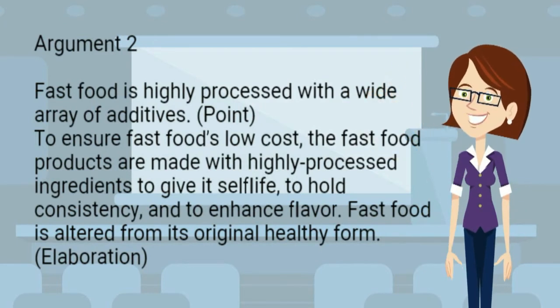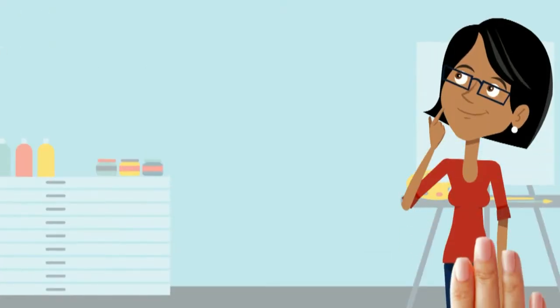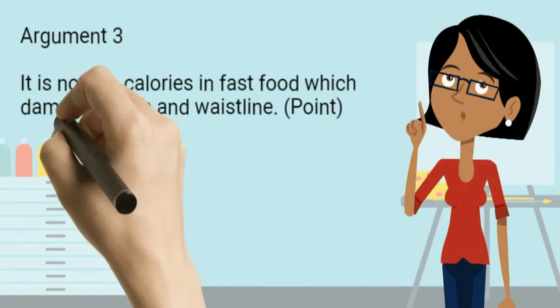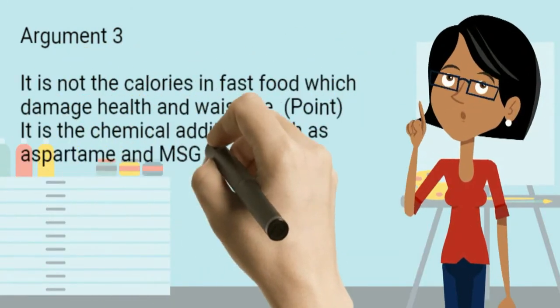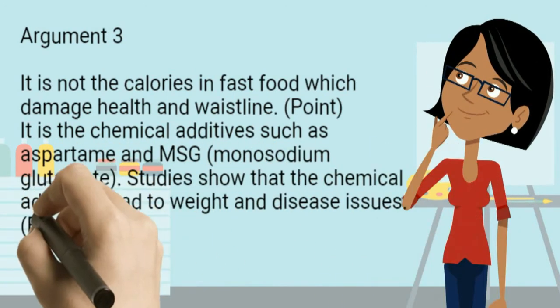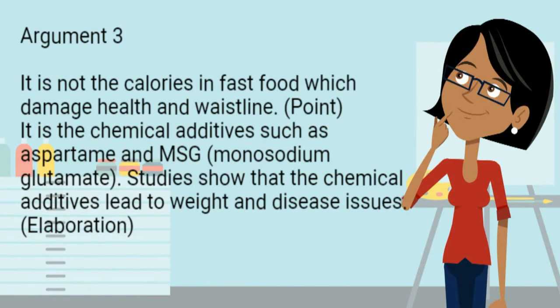Argument 2. Point. Elaboration. It is not the calories in fast food which damage health and waistline. It is the chemical additives such as aspartame and MSG, monosodium glutamate. Studies show that the chemical additives lead to weight and disease issues.